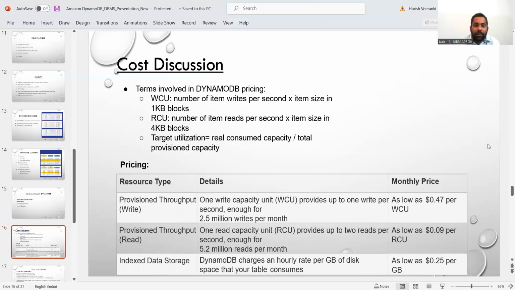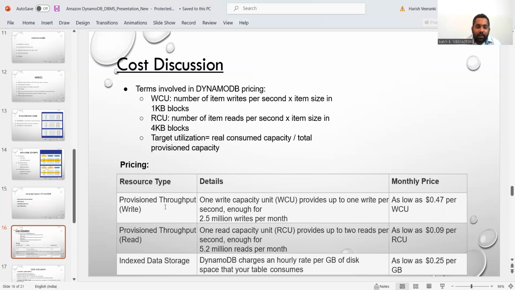When it comes to cost discussion, the terms involved in DynamoDB pricing are WCU, number of items written per second into item size in 1 KB blocks, and RCU, number of items read per second into item size in 4 KB blocks. Target utilization is real consumed capacity divided by total provisioned capacity. This is the formula used to calculate the cost.